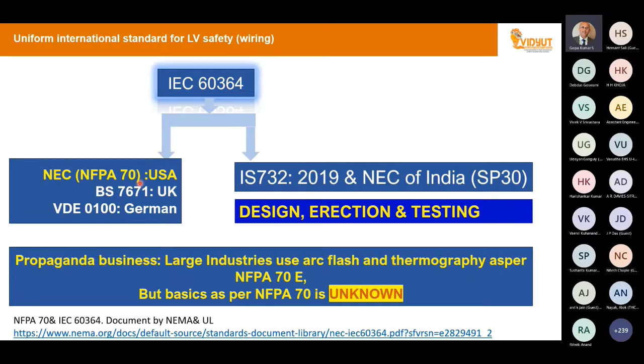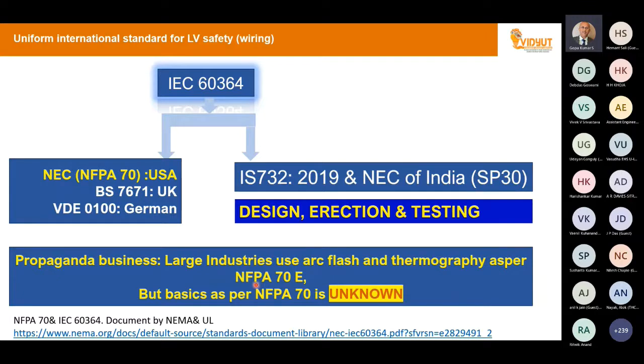This means the fundamental testing recommended in IS 732, 1989, where 10 testings are included. These are unknown in the market. So we are not doing the fundamentals properly, and we jump behind the propaganda business and run behind the modern, bigger testings. Wherever we attend electrical safety trainings by industry nowadays, they always recommend going for arc flash study, and they always go for thermography.